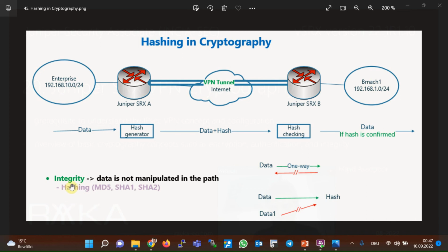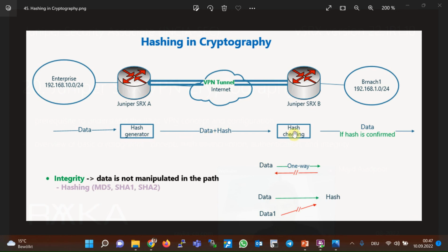It is done through hashing algorithm. MD5, SHA-1, and SHA-2 are the most common hashing algorithms. MD5 is the least secure and SHA-2 is the most secure hashing algorithm. To ensure the integrity of the data, a hash of data is generated and added to the data.